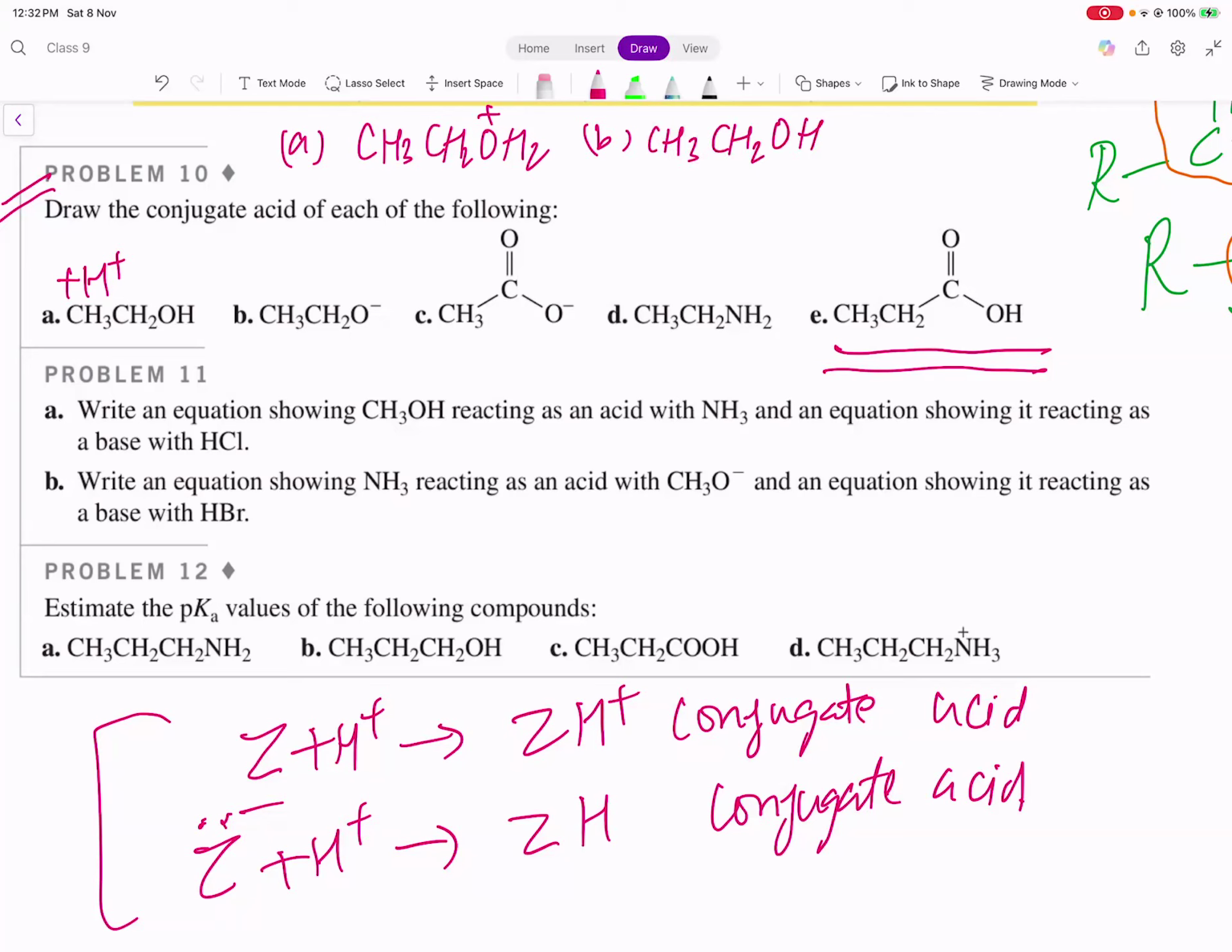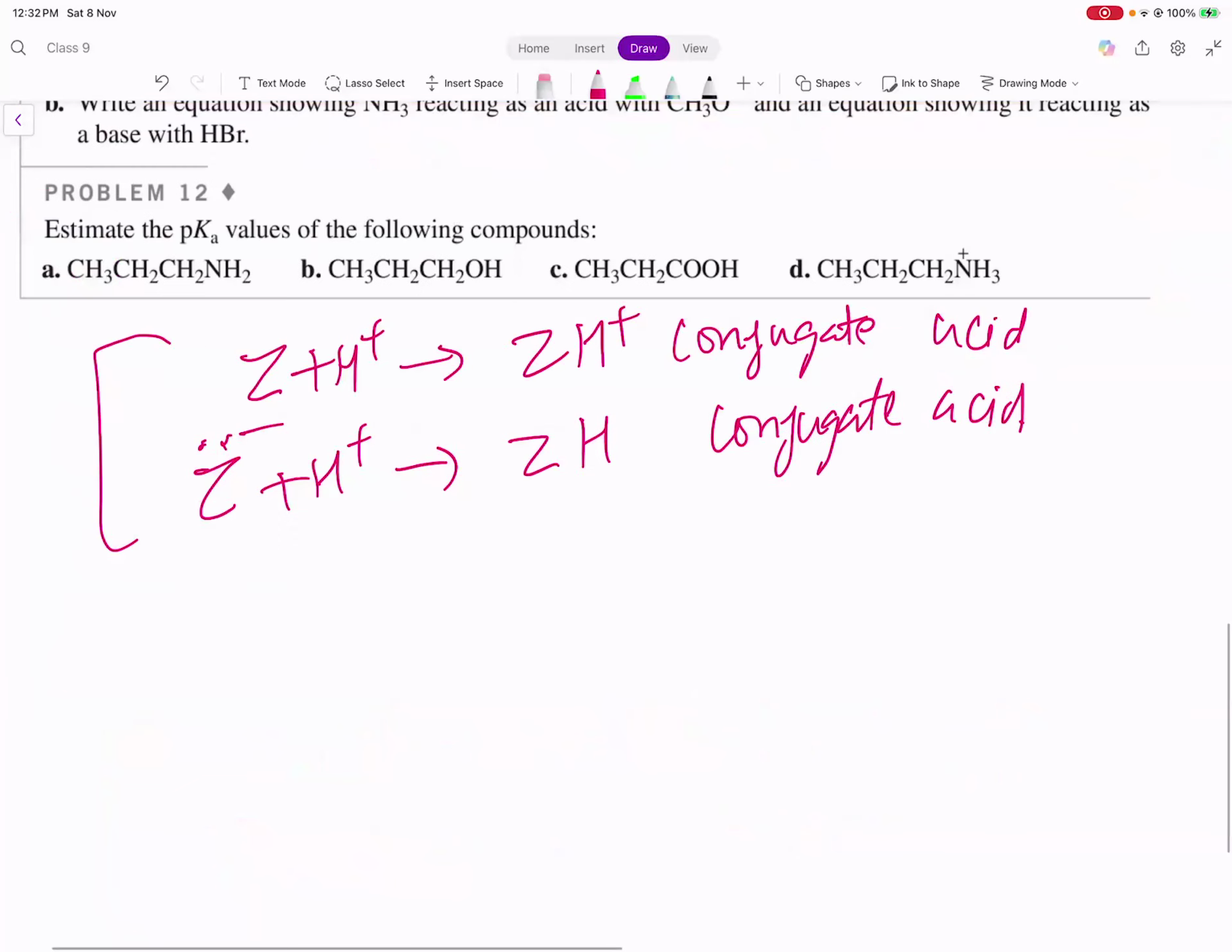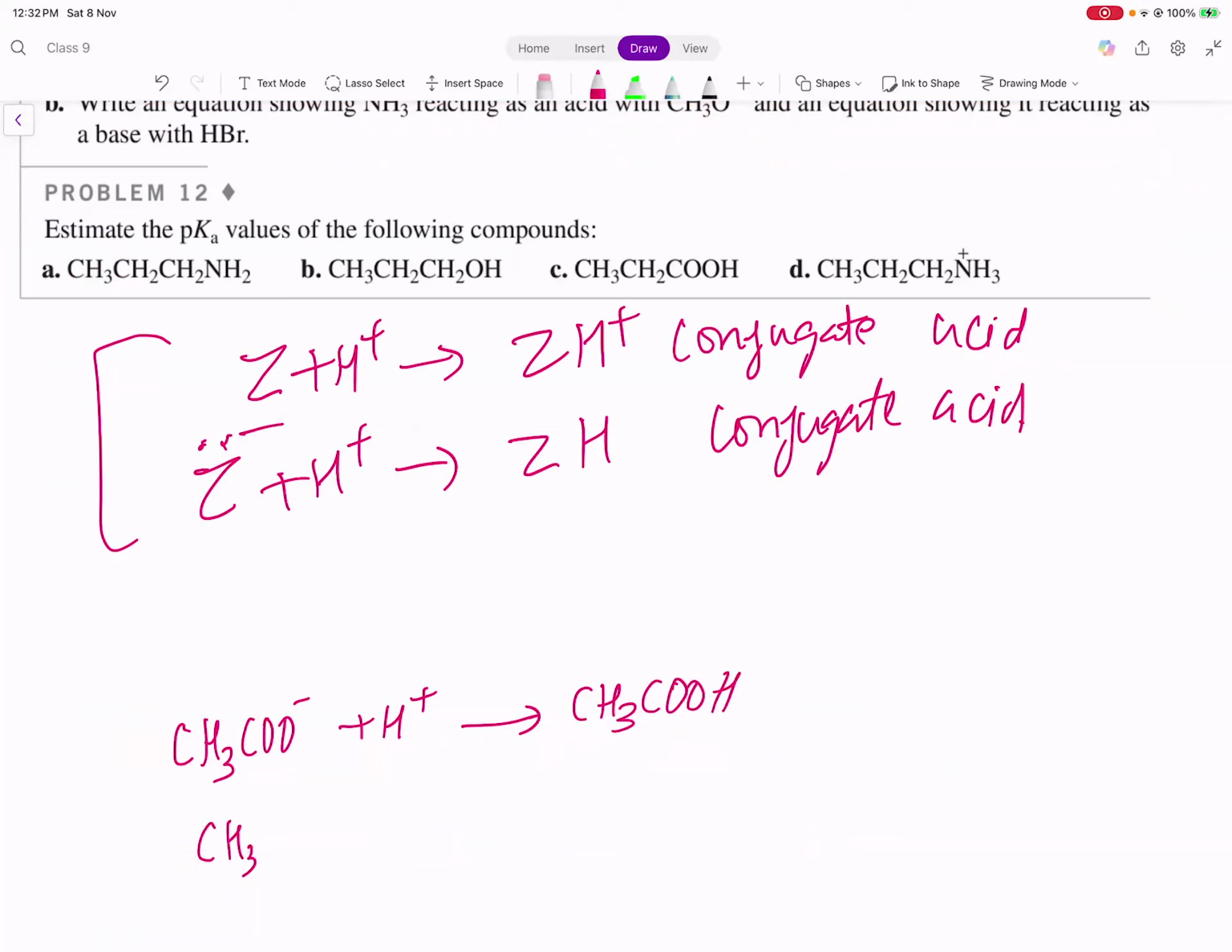In the C, you have again missed the negative, Ananya. Yes, sir. It is CH3COO minus. And you write like this, plus H plus. It will always help everyone. No need for any shortcut. For example, the part A we can write like this: CH3CH2OH plus H plus. So this will be CH3CH2OH2 plus.